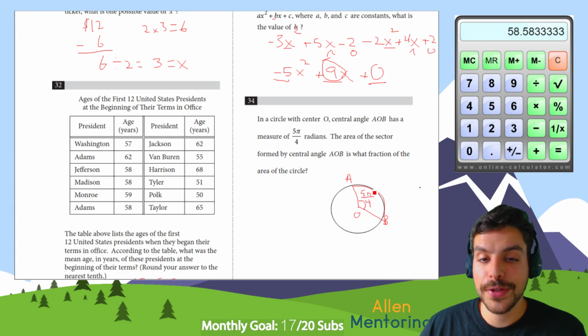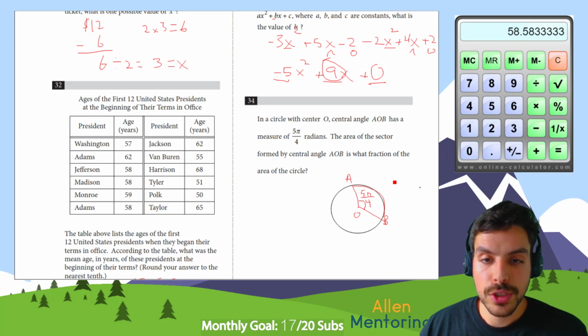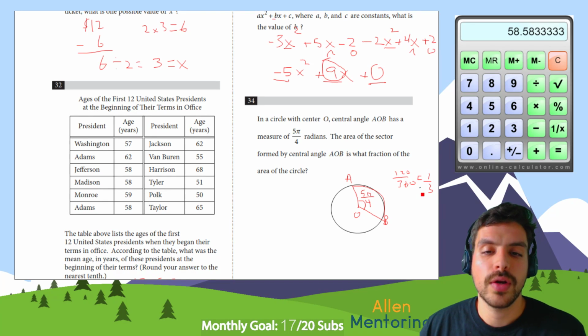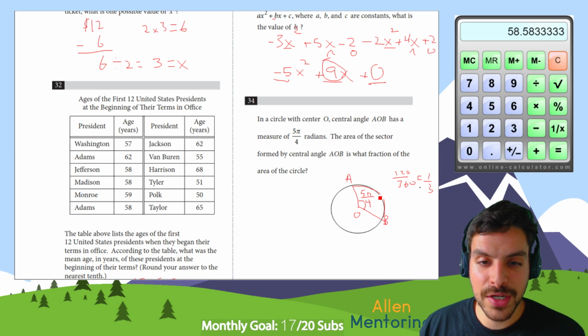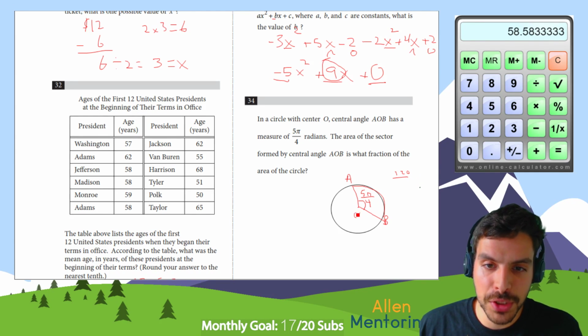And if this arc is 120 degrees, we know that the entire circle has 360 degrees. So 120 out of 360 would be 1/3. Okay, and so we would know, aha, if this arc is 1/3 of the circle, this sector is also 1/3 of the area. So that's how we would do it if it was 120 degrees.